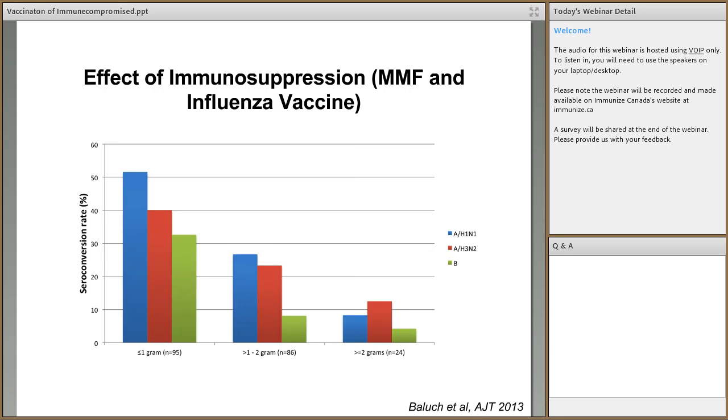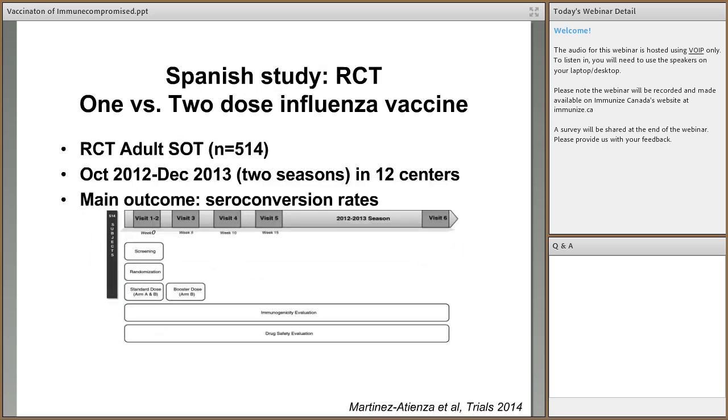Now, we can't really change the dose of MMF that we give to transplant patients because that's the dose that's preventing their organ from rejecting. But we can, however, let them know that they may only have a partial response to the influenza vaccine. So it's important for those around them to be immunized as well. Now, there is a Spanish study ongoing that's going to look at 2 doses of influenza vaccine in the same season for transplant patients. Right now it's finished accrual, I believe, and we're just waiting for the results of the study. So it will be interesting to know if 2 doses are better than 1.